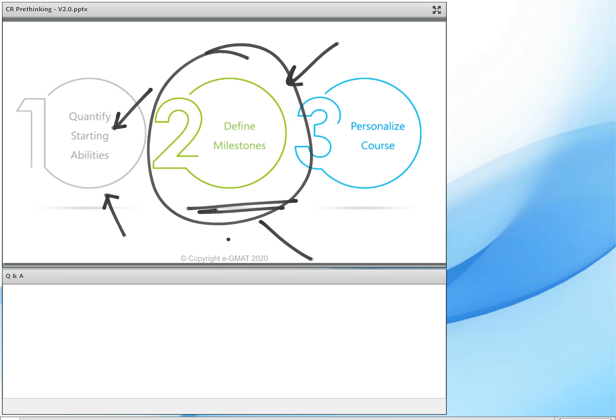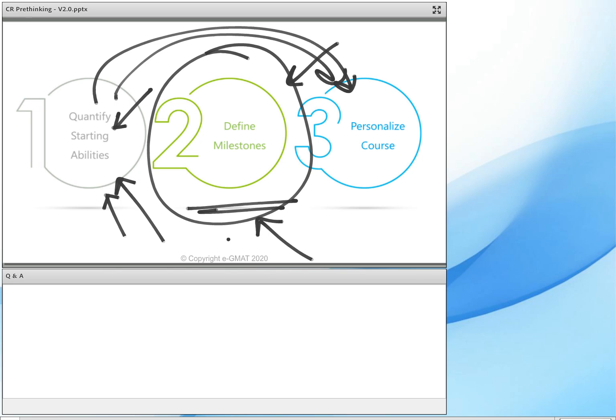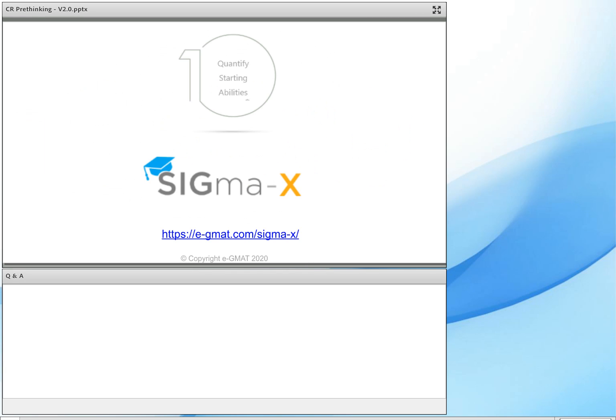And then once you have these milestones defined, once you have these starting abilities, both of these give inputs into personalizing whether you start learning concepts, whether you start learning application, whether you start practicing questions. So that's where you're personalizing that learning. So how do you get those starting abilities? If you don't know your starting abilities, if you've not taken the actual GMAT, one way to do that is to take a Sigma X mock.